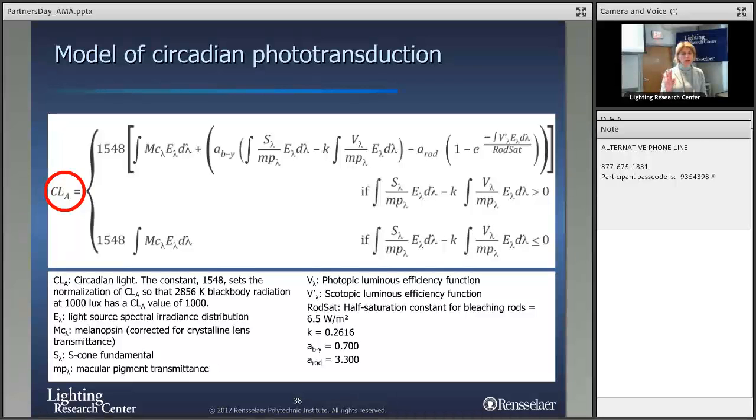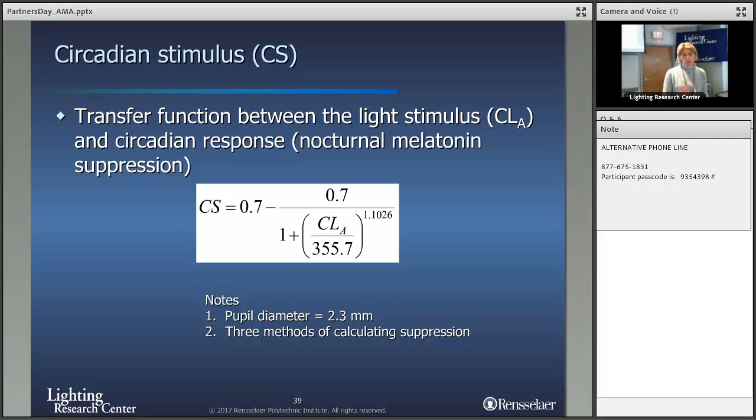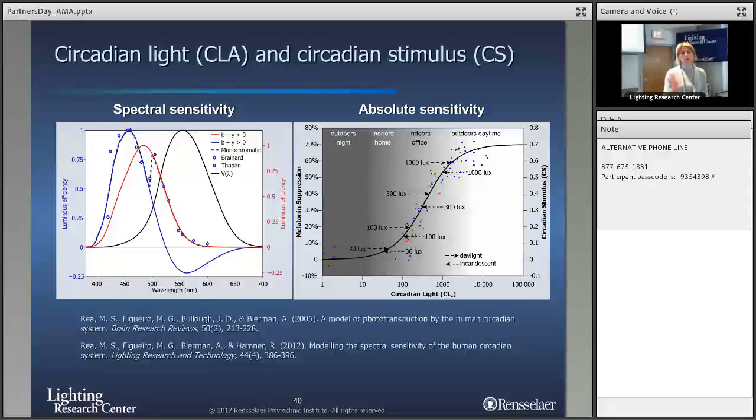But circadian light is really the stimulus. It's what reaches the photoreceptors, and this is how we think it is absorbed and processed by the photoreceptors. But we wanted to go a step further and talk about a response by the circadian system. In that case, we looked at a transfer function between the light stimulus, which would be circadian light, and the circadian response, which would be acute melatonin suppression after 1 hour exposure. So that's our definition of response by the circadian system. This is not the only response by the circadian system. It's only one, but at least it's better than not having a response and not knowing what threshold and saturation is.